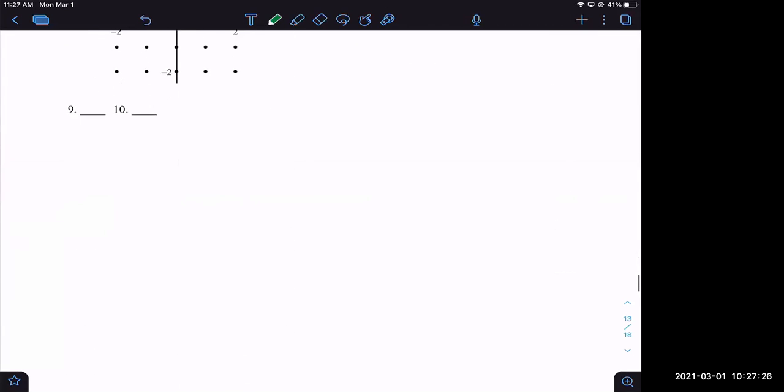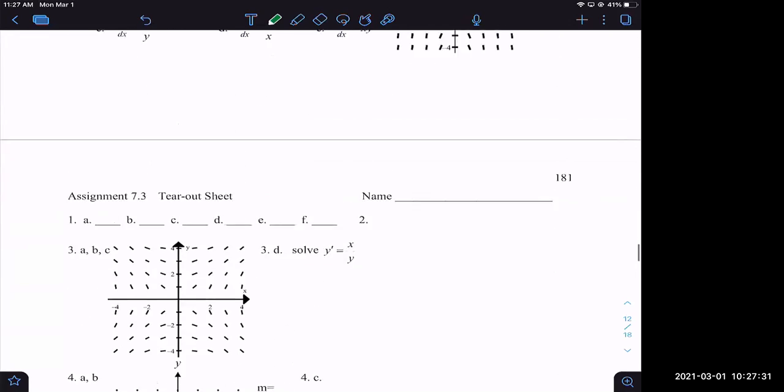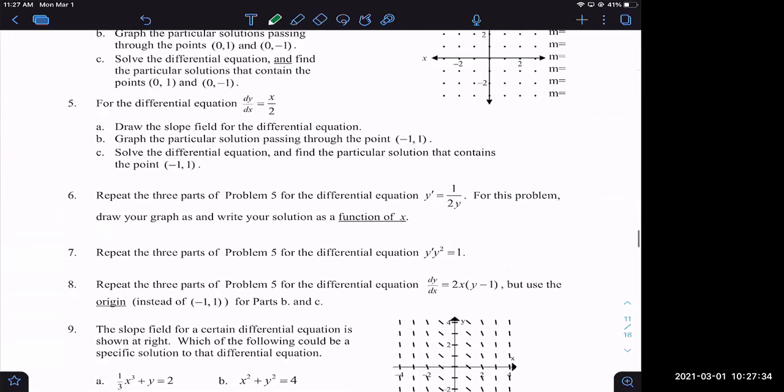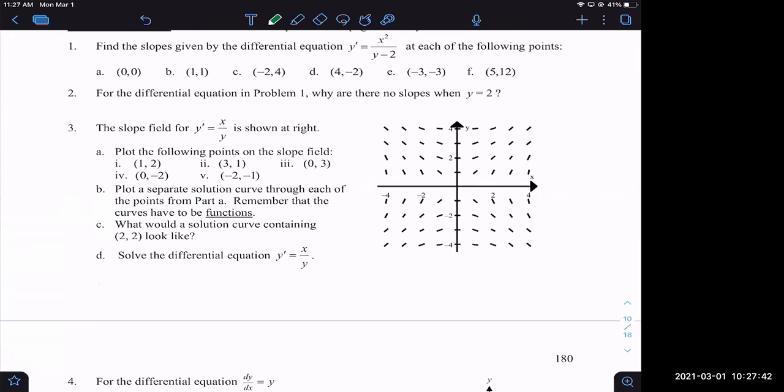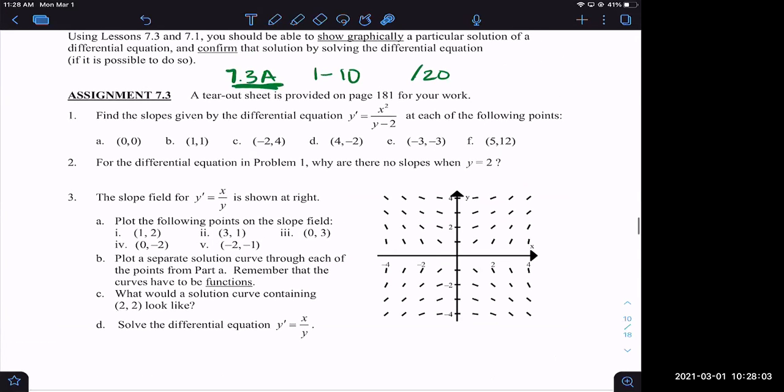Okay, I believe this paper goes 1 through 10, so you're just doing the first 10 questions on here. What you'll notice, so number 1, each one has a lot of parts to it. For 1, you're just plugging in the point and stating what the slope is. When you get to 3, it's very similar to what we did in our examples. You're going to plot the following points and graph the separate solution curve. If the slope field is already provided, you typically just have to draw the curve on top of it. And then you're going to be solving the differential equations. There's a lot of solving differential equations throughout. Okay, so I'll let you guys work.